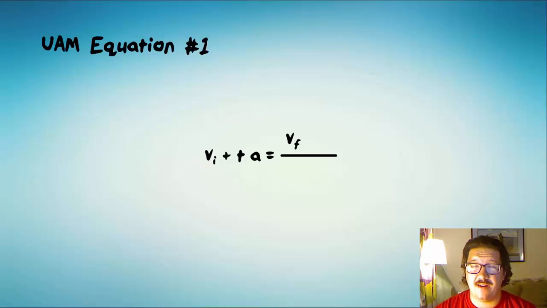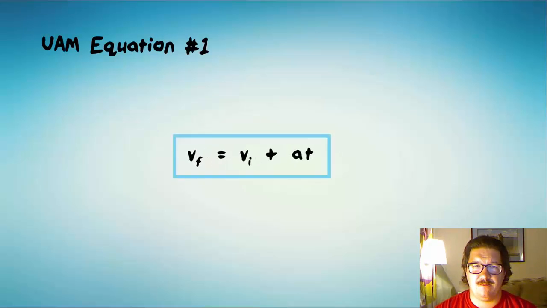And then we're going to add the initial velocity to both sides. And that's it. I want to rearrange this so it looks better, but that's what we end up with: VF equals VI plus AT. This is really not even a different equation than A equals delta V over T. It's just rearranged, but it's a good place to start.